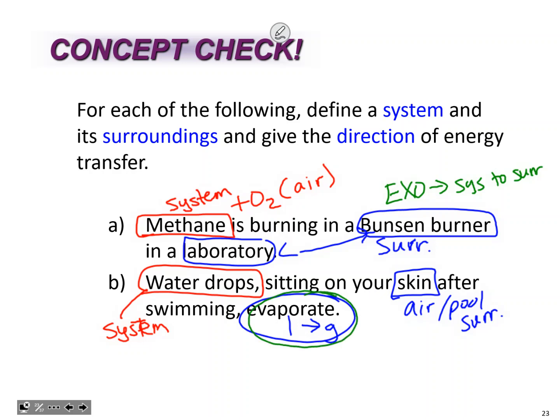So, what is actually happening here, transferring from what to what? Transferring from the heat of the skin to the water drops is endothermic, and we know this because in order to go from a liquid to a gas, we need to break IMFs, which takes kinetic energy. So, from the skin into the water, this is endothermic, it's absorbing energy, overcoming the forces holding the liquid together to turn it into a gas.